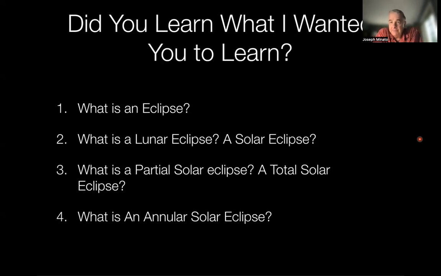And it's that unique eclipse when the alignment is perfect or nearly so. The moon goes right in front of the sun, but the moon is near apogee, its furthest part from the Earth, and it appears smaller, and it doesn't block the entire disk of the sun.